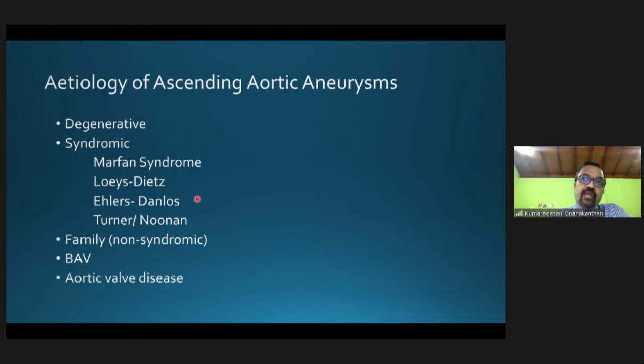And in some of them, though they don't have any syndrome associated with their disease process, there is a family history. Some families, it runs in the family. And then the bicuspid aortic valve is one of the most common causes in younger patients, because a bicuspid aortic valve increases the stress on the wall of the ascending aorta and the aortic root.